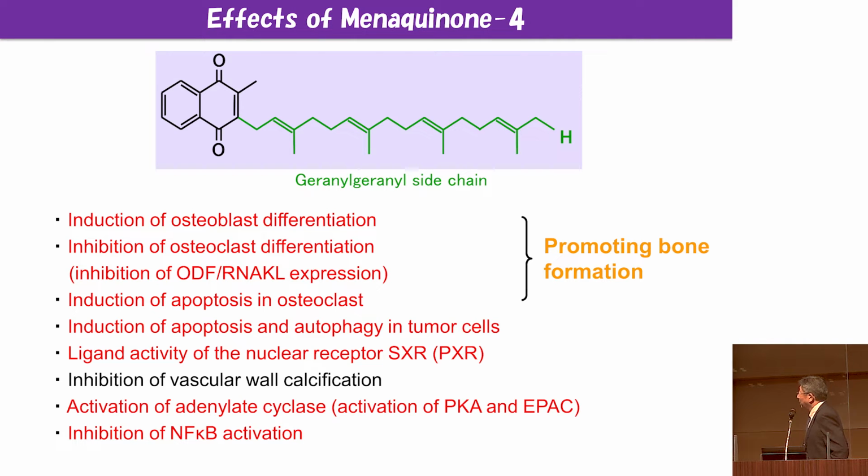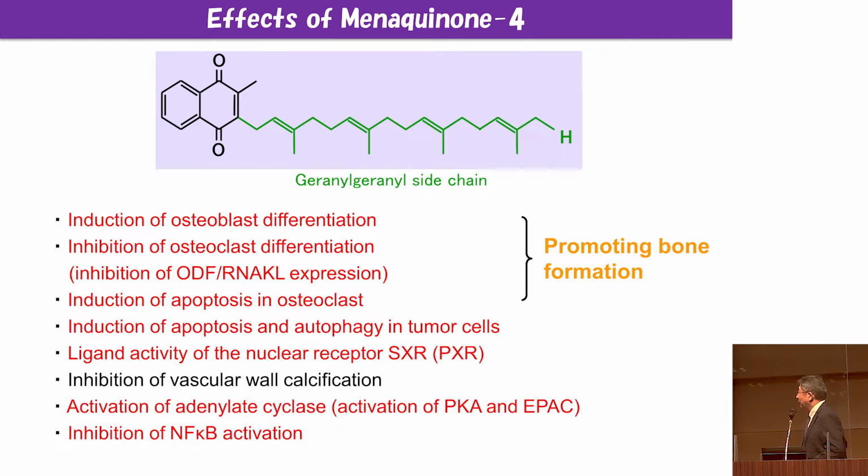In summary, although topics such as the induction of osteoblast differentiation, inhibition of osteoclast differentiation, and induction of apoptosis in osteoclasts could not be presented today, all studies related to the effect of menaquinone-4 on bone that are conducted in Japan have shown positive effects on bone formation. Menaquinone-4 is now prescribed as a treatment for osteoporosis.